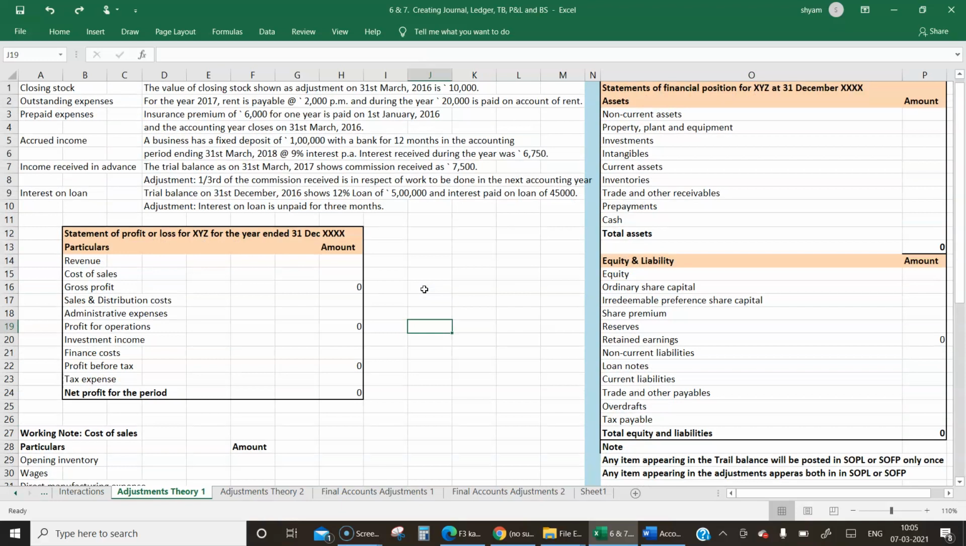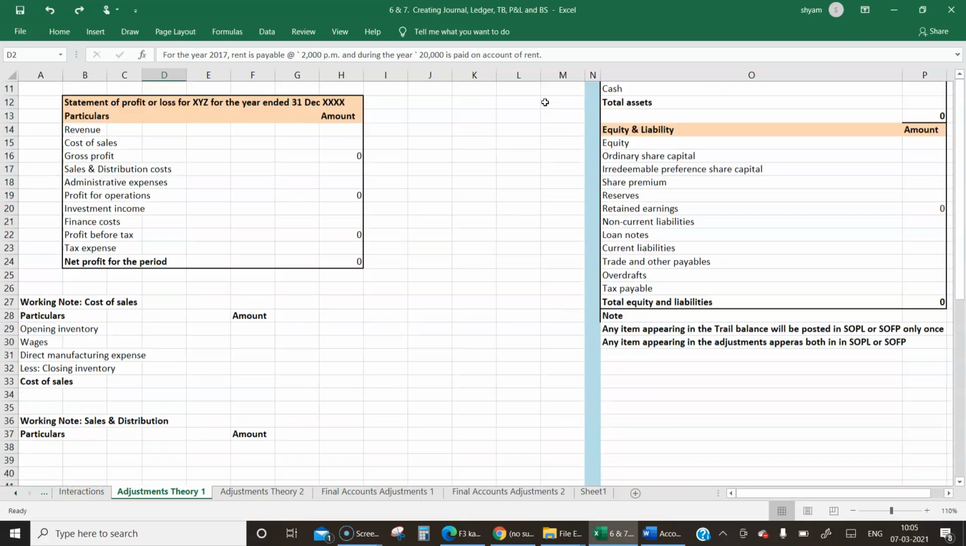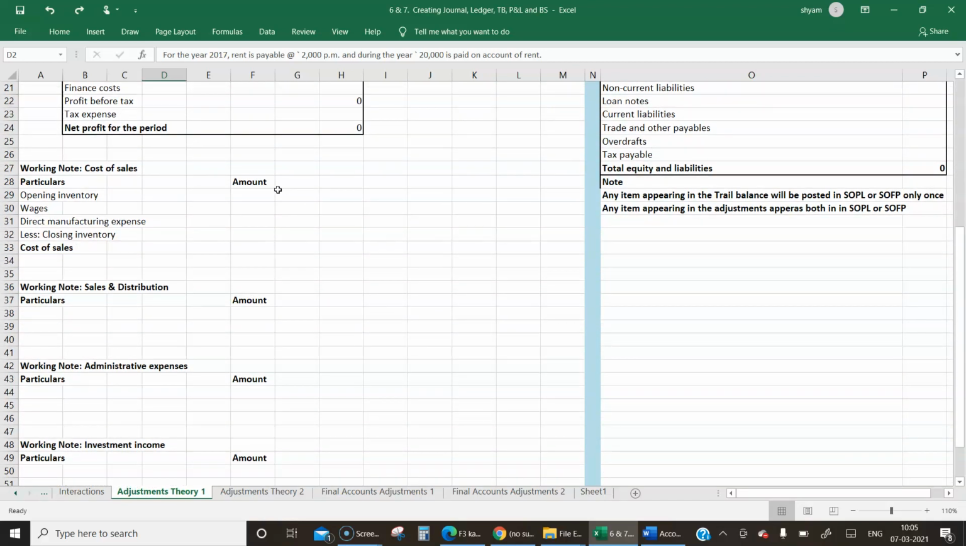Okay, so we'll go to the next adjustment. The next adjustment is outstanding expenses. It tells you for the year 2017, rent is payable at 2,000 per month, and during the year 20,000 is paid on account of rent. Rent is usually shown in administrative expense, so we'll put it there.